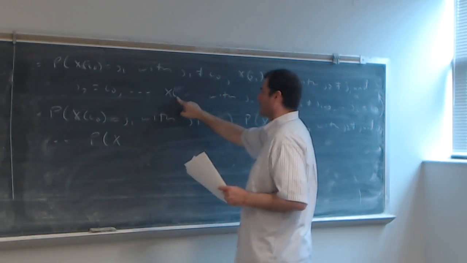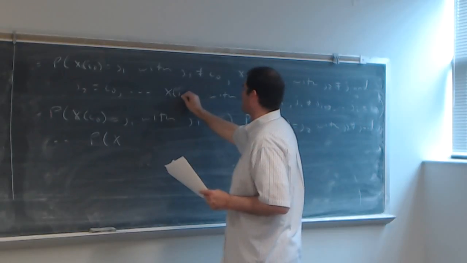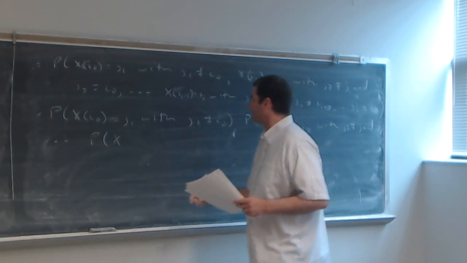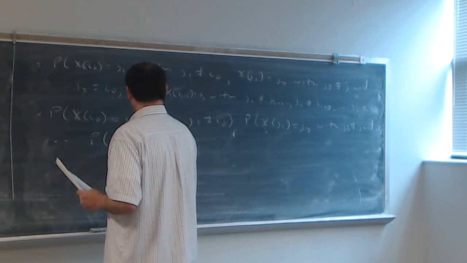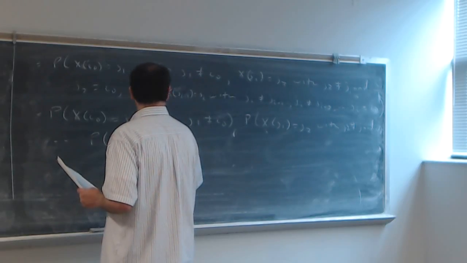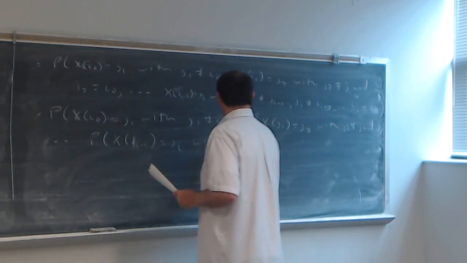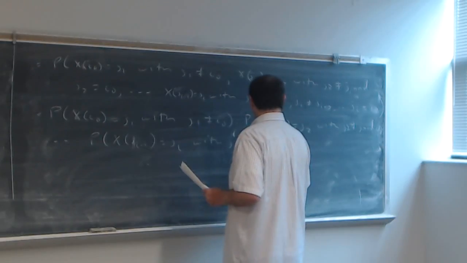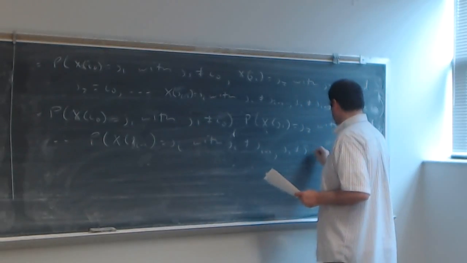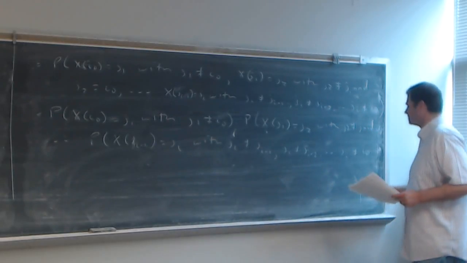Let me write this down a little differently. So here, x of j sub I minus 1 equal to j sub I. Okay, that's the way I write it down. So here, this is x of j sub I minus 1 being equal to j sub I, with j sub I being different than j sub I minus 1, j sub I being different than j sub I minus 2, all the way up to j sub I being different than I sub 0.